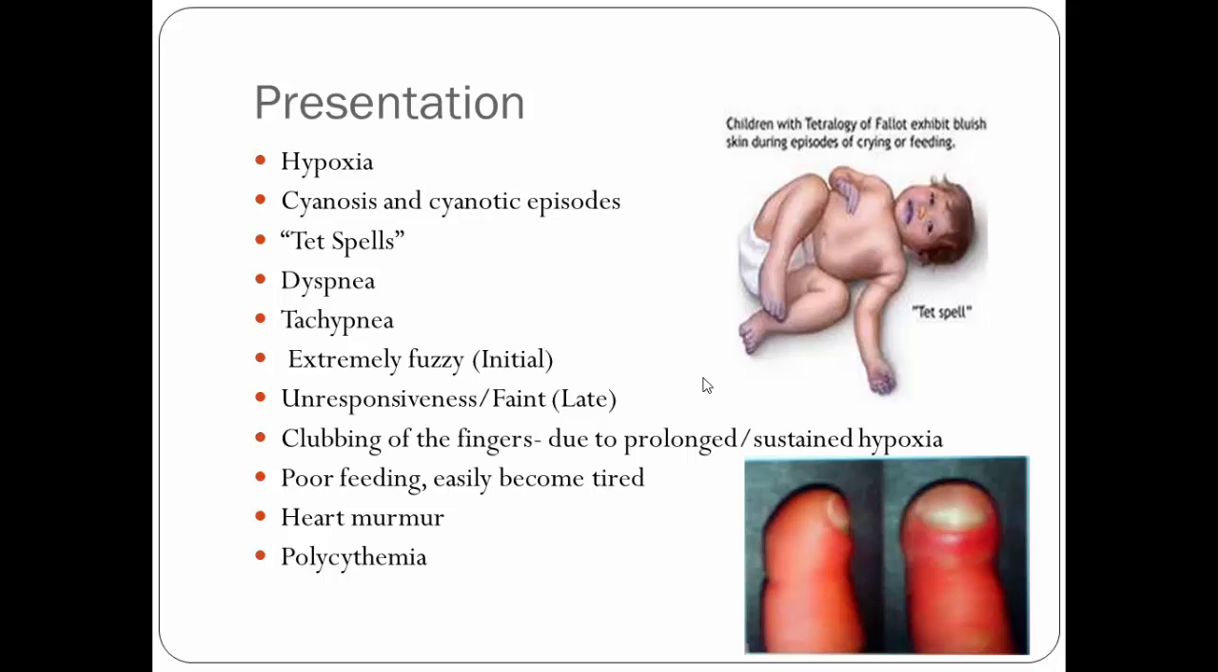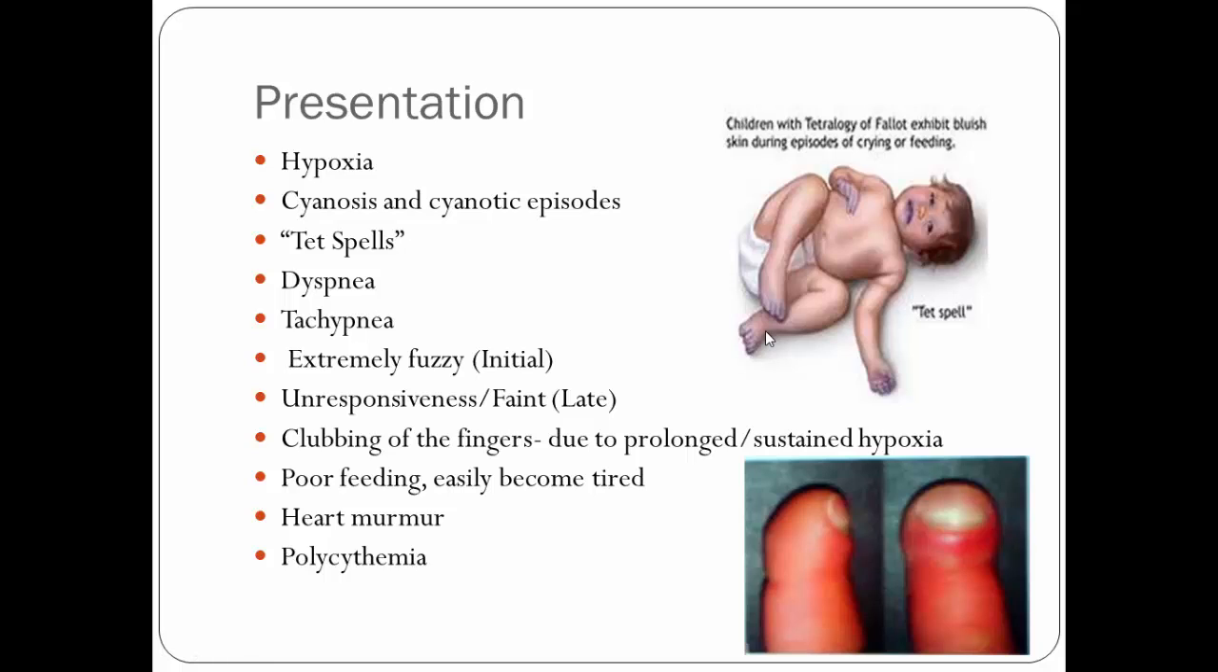Many parents may also describe a blue baby while these episodes, also known as TET spells, occur. During TET spells, systemic oxygenation suddenly drops and the acute worsening of cyanosis causes the child to become very blue. Due to decreased levels of oxygenation, the child may also have dyspnea and tachypnea.